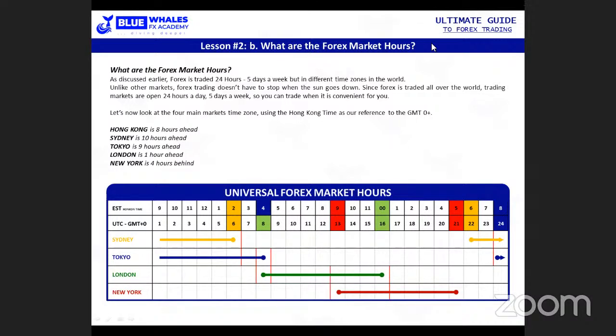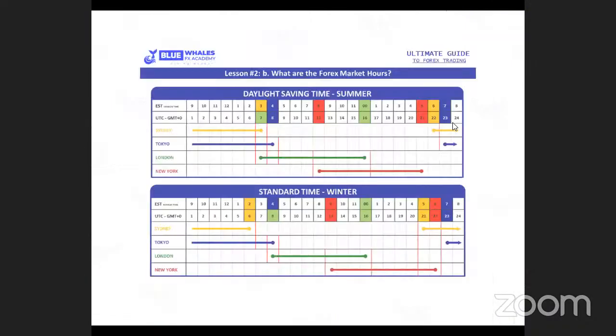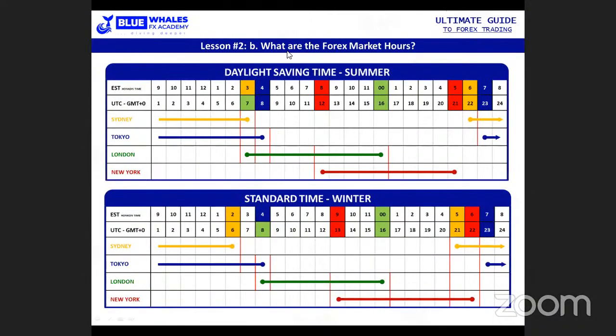Then we'll be talking about something special. There are different times in the world. We have daylight saving time, that's the summer, and then standard time, which is the winter. But let's note something here. There's something significant, something very important here.